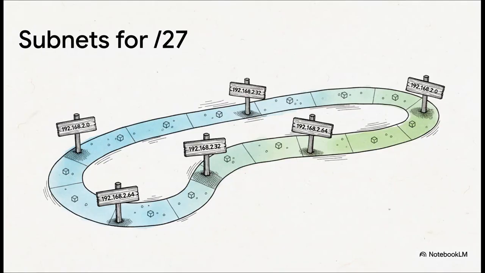Okay, so our block size is 32. What does that mean for our subnet addresses? It means the starting points of each block, the street names, have to be multiples of 32. So you'll have a subnet starting at 0, the next one at 32, the one after that at 64, then 96, you just keep adding 32.